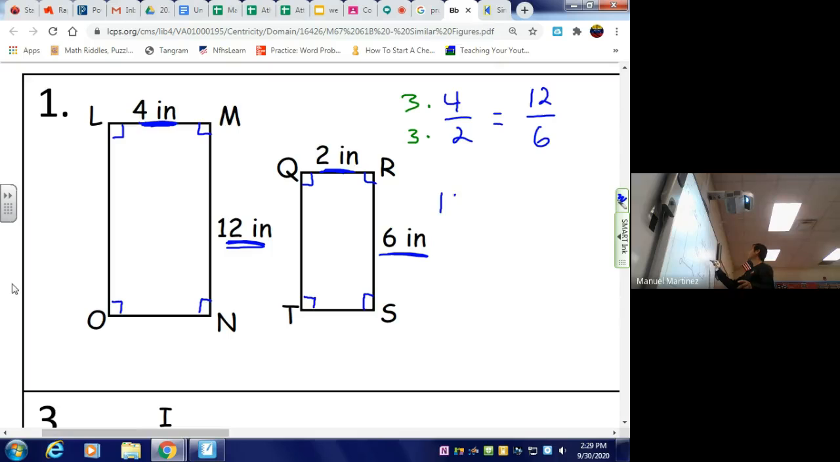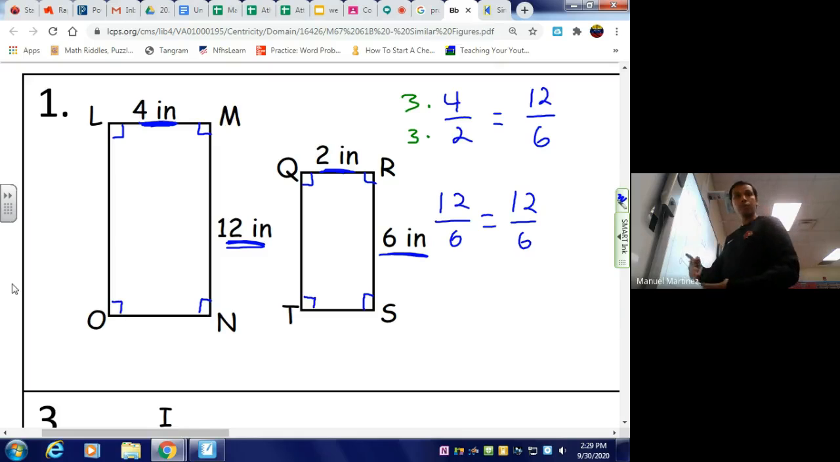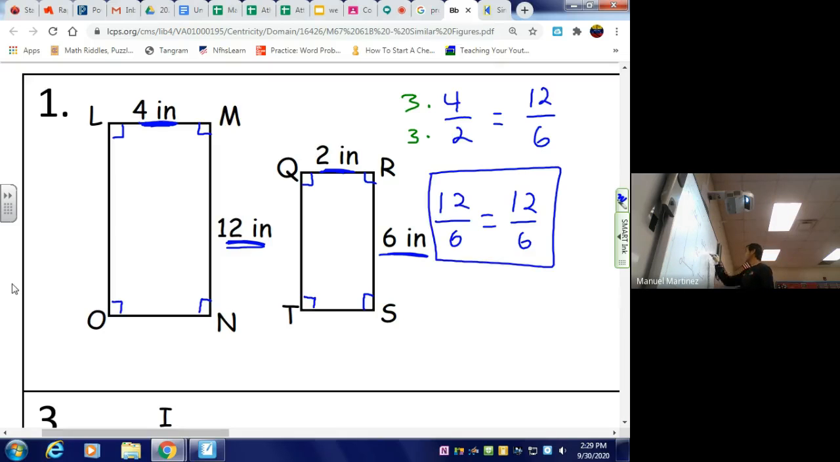So that was the first way, 12 to 4. Oh, I'm sorry, 12 to 6. I'm sorry, my bad. 12 to 6. That means they are proportional, okay? And if they are proportional, then they are similar because we had already discussed the angles. So this is one way, okay?